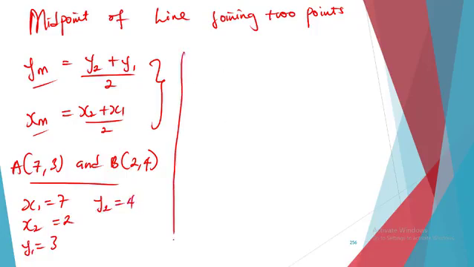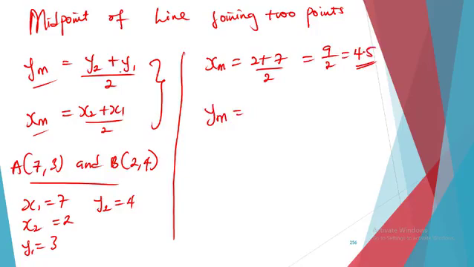So we start. For our xm, we have xm to be x2 plus x1. x2 is 2 plus x1, which is 7, all over 2. And that will give us 2 plus 7 is 9 over 2, which is 4.5. Okay, then for our midpoint of y, we have y2 plus y1 all over 2, and our y2 is 4 plus our y1, which is 3, all over 2. That will give us 7 over 2, and 7 divided by 2 will give us 3.5.